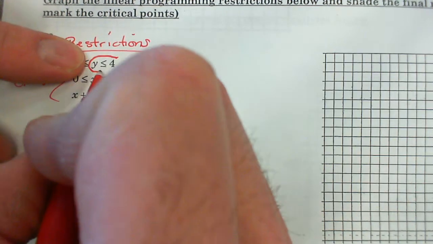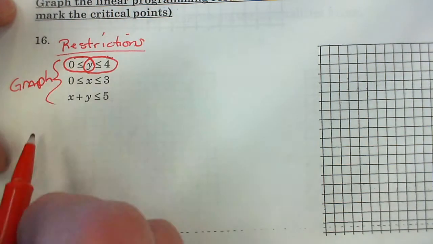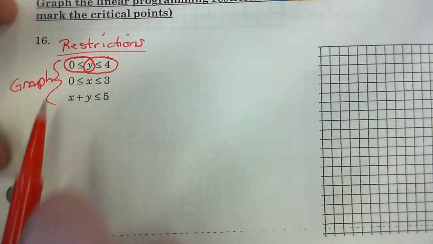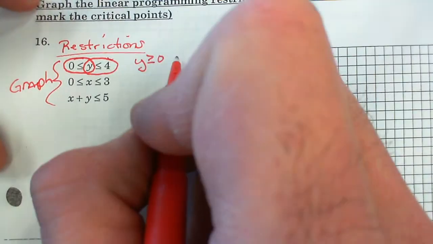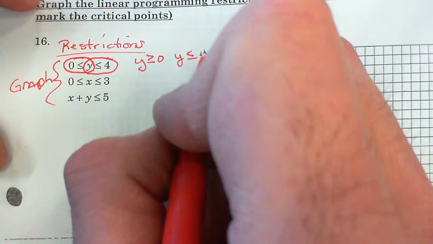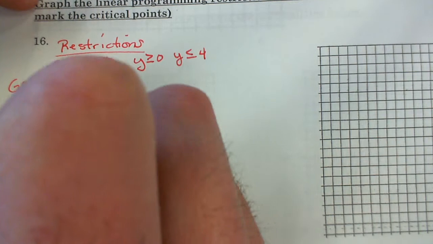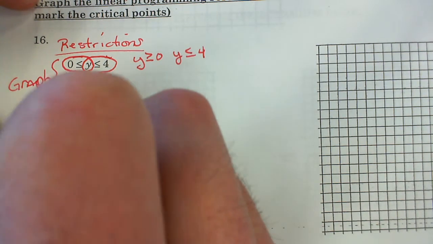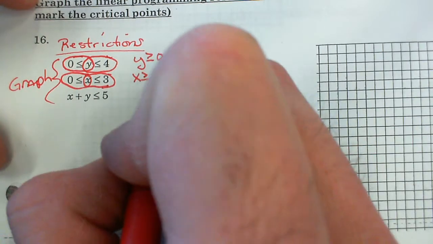Here's a restriction. y has to be less than or equal to 4, or y has to be greater than or equal to 0. We're basically saying that the values of y are between 0 and 4. If it makes you happy to write this out, y is greater than or equal to 0 and y is less than or equal to 4, that's what that really means. Same thing for the x. We know x has to be greater than 0 and x has to be less than 3. If it makes you happy, write them out.